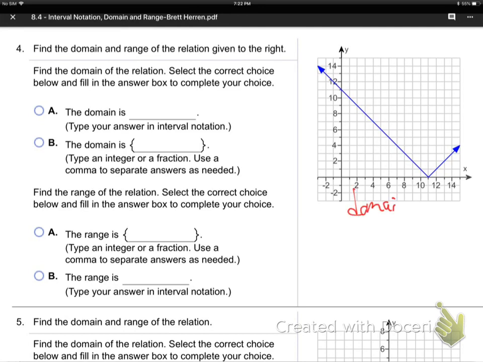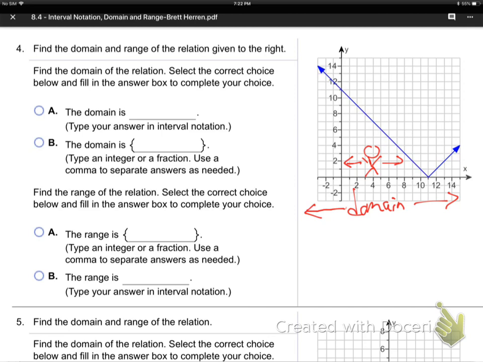So domain means how far left, how far right does the graph go? If you were a little person walking around back and forth on the x-axis, how far left could you go and look up and see graph? How far right could you go and see graph? It looks like forever in both directions for the domain, right? You could go left because that arrow is saying up and left forever, and this arrow is saying up and right forever. So if you're the person walking on the x-axis, you can go forever left, forever right.